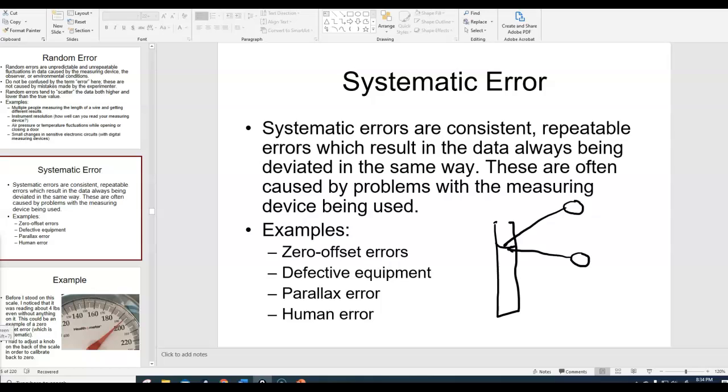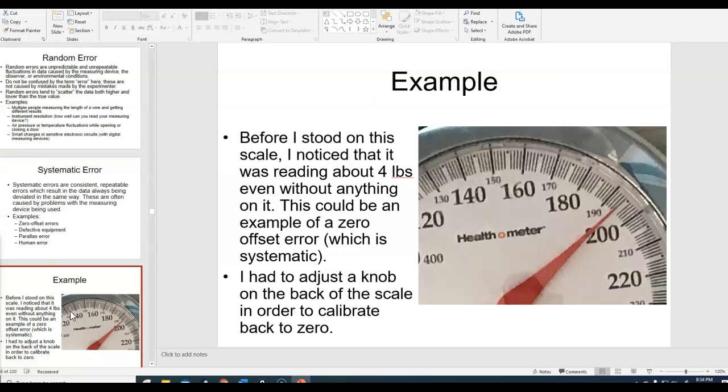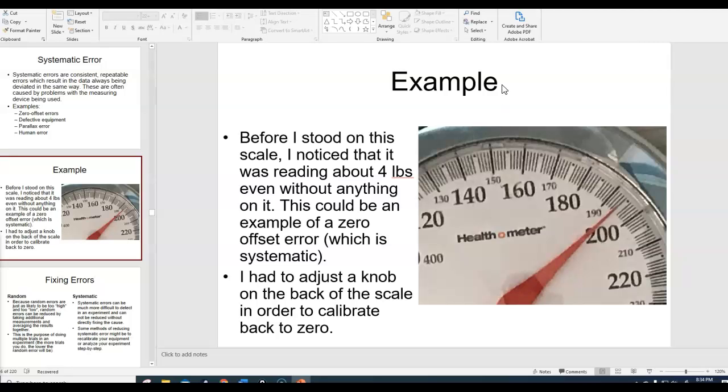Let me give you an example of that. Going back to this picture here, I took this picture the other day, and on this bathroom scale, I noticed something funny before I even stood on it. I put the scale on the ground, I wasn't standing on it, and I looked down, and the scale reads 4 pounds. Nothing is on the scale, but it's still reading 4 pounds. This is what's called a zero offset error, because the scale is supposed to be reading 0, and it is offset from 0. Instead of reading 0, it was reading 4 pounds, which means that when I stood on the scale, whatever number was on the scale was 4 pounds higher than it should have been.